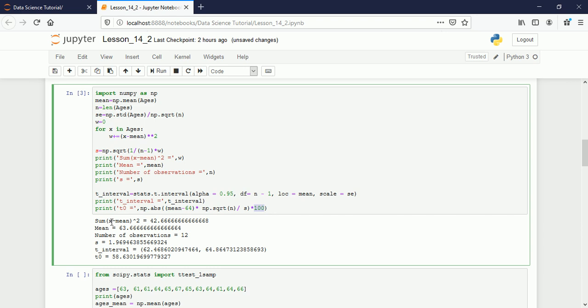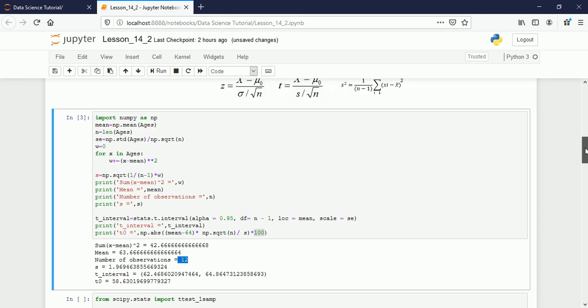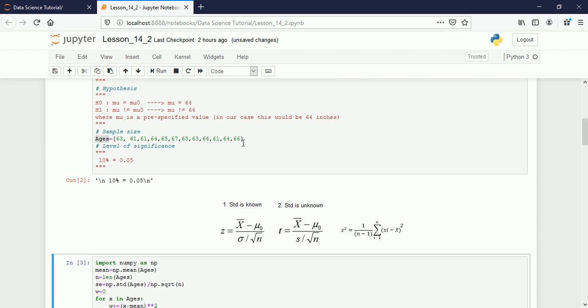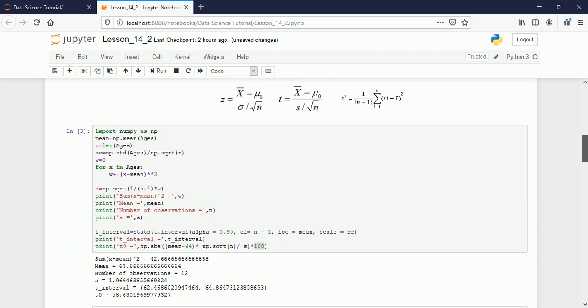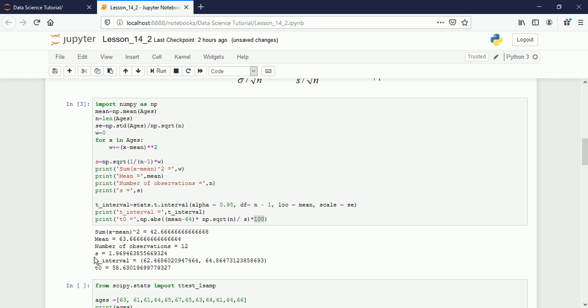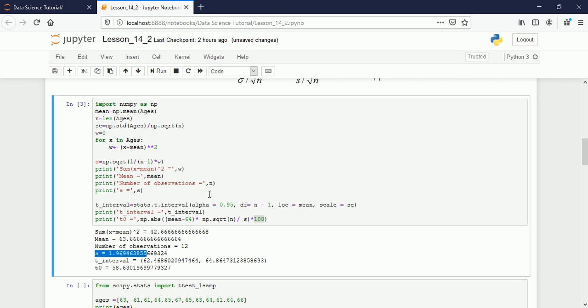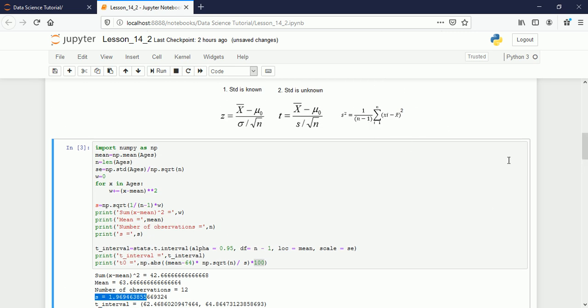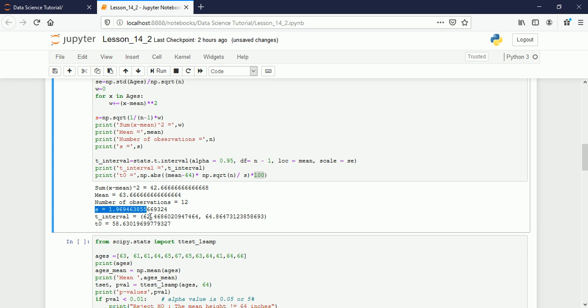So the sum of x minus mean whole squared is equal to this much, and then we have the mean, how much? It is 63 point this value. Then the number of samples, how many values do we have there? 12 observations or values are given here. And then the S value that we found is 1.9 from this formula. And then what is the interval? The interval is this one, 62.4 and 64.86, and we are observing the t value, which is equal to how much?